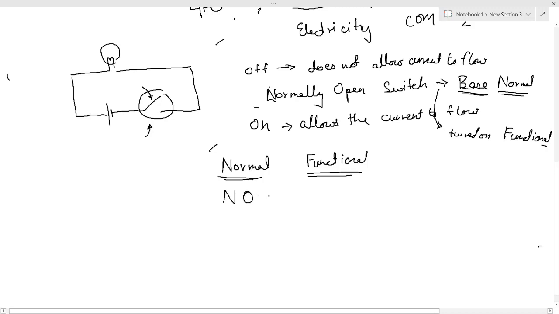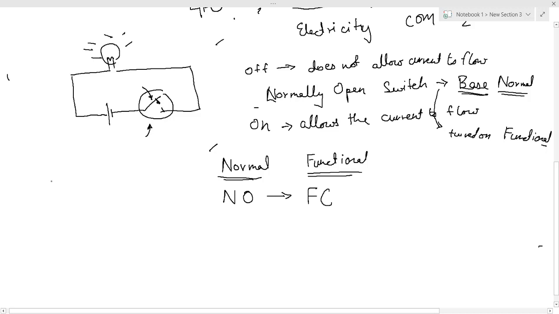And a normally open switch, when pushed, becomes functionally closed. Because when we close this switch, what is going to happen? The current will flow and the bulb will glow. Right? The bulb will glow. So normally open converts to functionally closed.